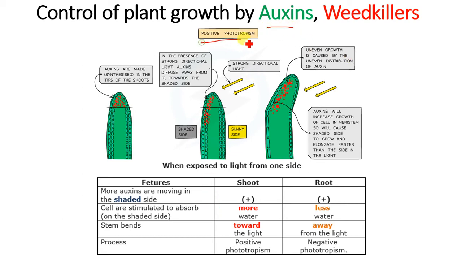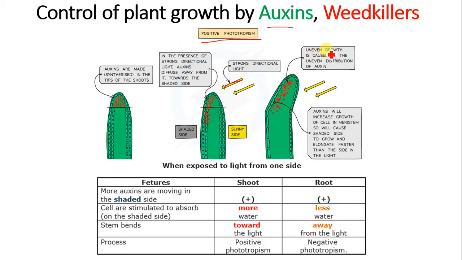In this case, we are looking at positive phototropism. So first, what happens is auxins are made or synthesized in the tip of the shoot, just like this. Now, in the presence of strong directional light, that's the light is moving from this direction, auxins diffuse away from it. So it diffuses away from light and moves towards the shaded part.